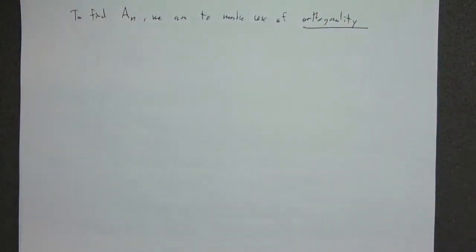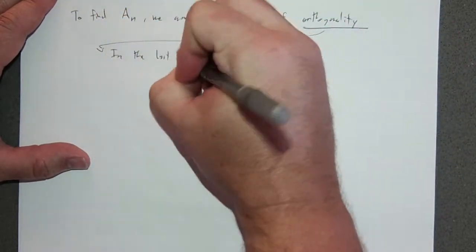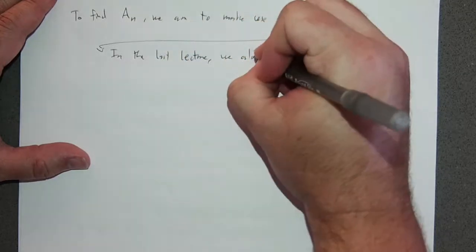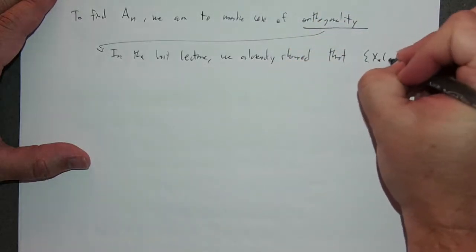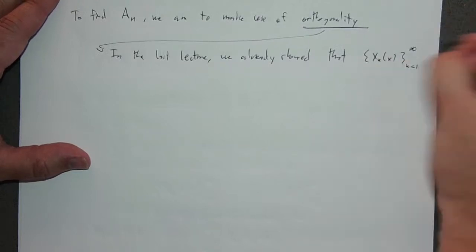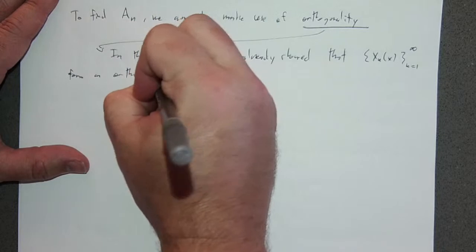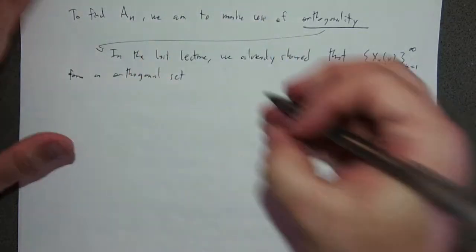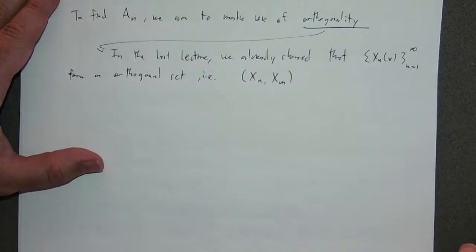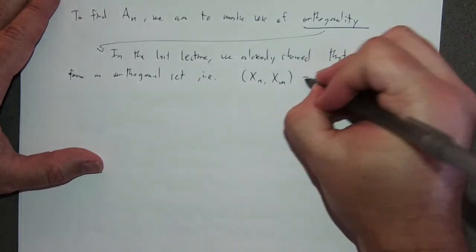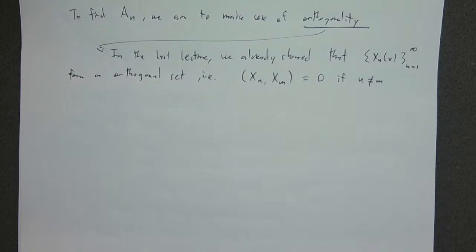What do I mean by orthogonality? Well, in the last lecture, we already showed that the x sub n eigenfunctions, as a collection of functions, form an orthogonal set, in the sense that the inner product of x sub n and x sub m is 0 if n and m are not equal.